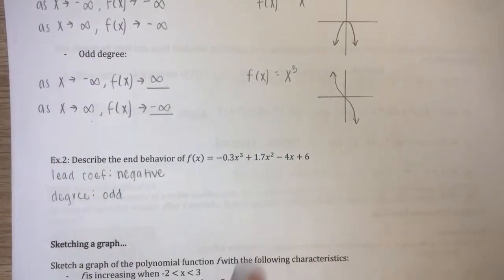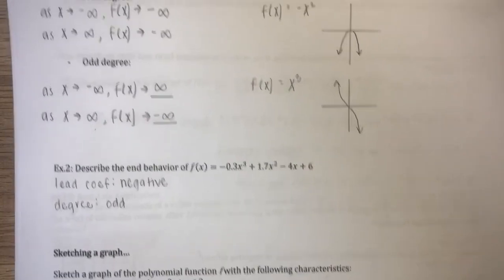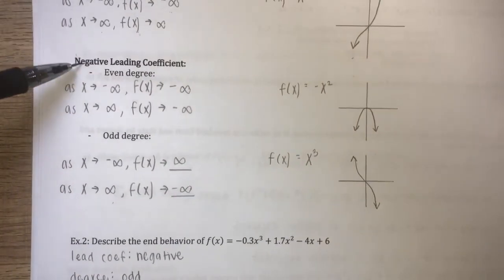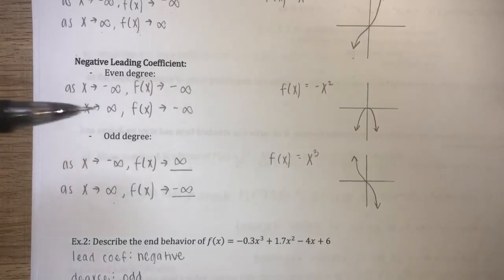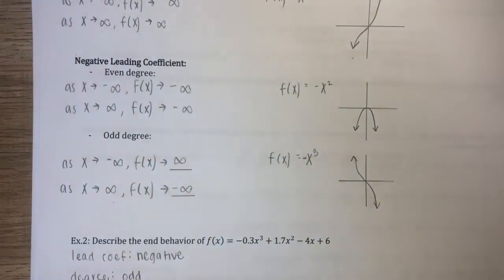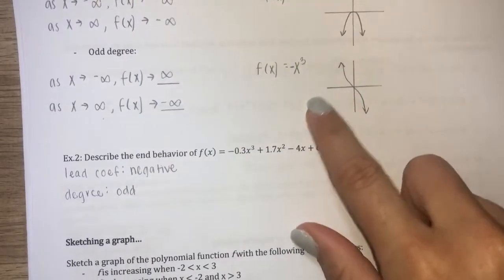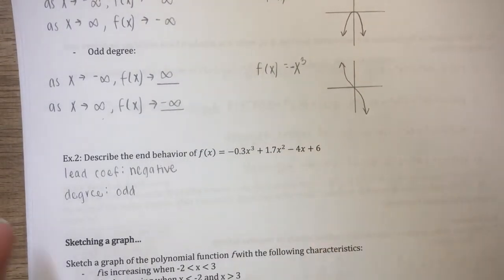So I only care about if the lead coefficient is positive or negative, and then I only care about if the degree is odd or even. The numbers of them don't actually matter that much. So if my lead coefficient is negative and my degree is odd, this is going to have the same end behavior as any other function that has a negative lead coefficient and an odd degree. So what I like to do is just sketch the picture that goes along with those characteristics. Sorry, this should have been a negative x cubed.